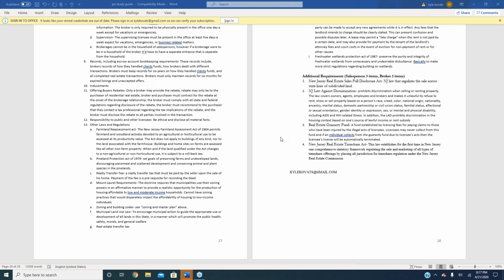Who holds the earnest money deposit, the broker or the attorney? Both. I would recommend having the attorney hold it, but either one of them can hold it.